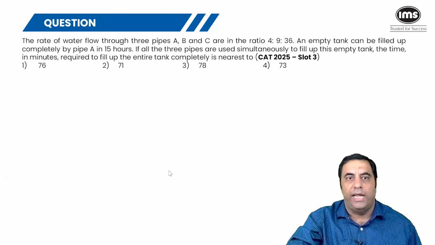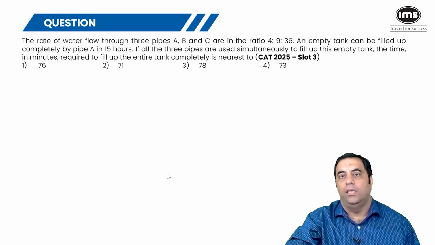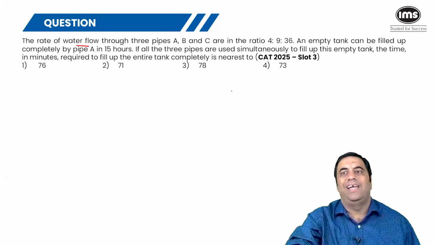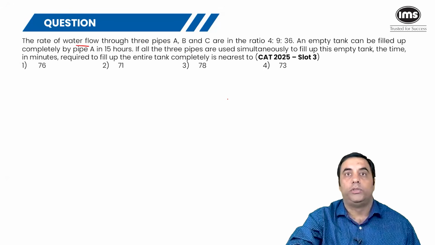Let's read the question. It says, the rate of water flow through three pipes A, B, C are in the ratio 4:9:36. So that means the rate of the water flow is given. An empty tank can be filled completely by pipe A in 15 hours. If all the three pipes are used simultaneously to fill up this empty tank, the time in minutes required to fill up the entire tank completely is nearest to. And they've given you the options 76, 71, 78, and 73 minutes.